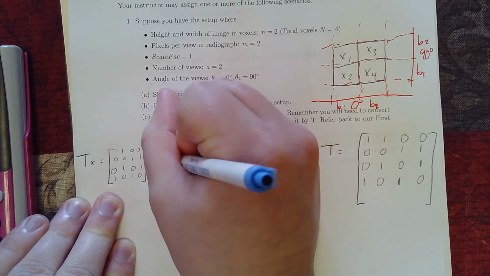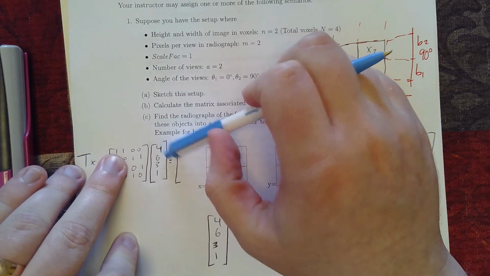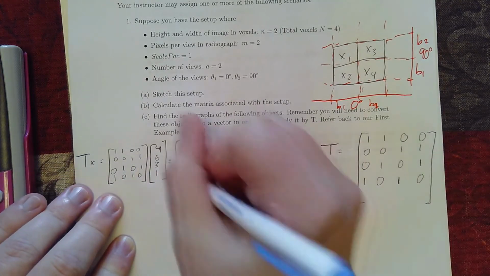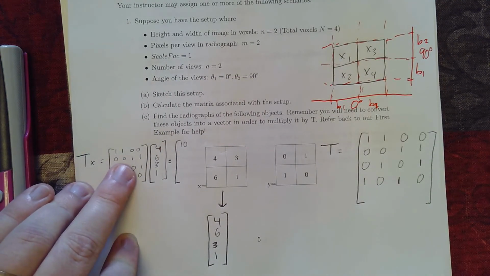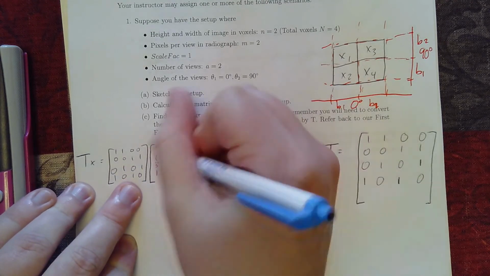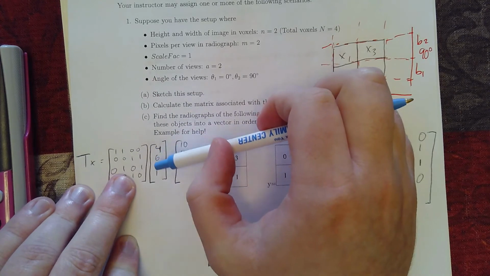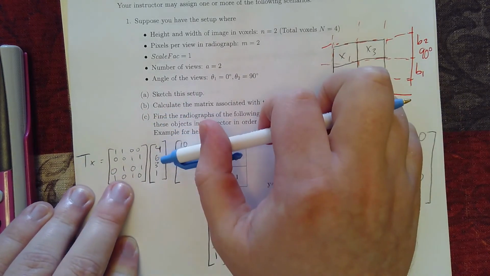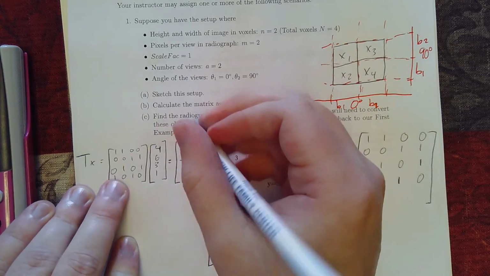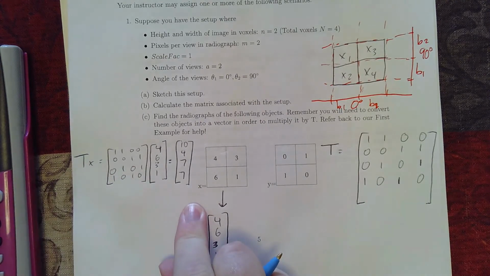And so we could do this on our calculator, but what we should get for the first entry is 4 plus 6 plus 0 plus 0. So 4 plus 6 is 10. 0 plus 0 plus 3 plus 1 should be 3 plus 1 is 4. 0 plus 6 plus 0 plus 1, 6 plus 1 is 7. And 4 plus 0 plus 3 plus 0, 4 plus 3 is also 7. So this should be the first one, T sub X.